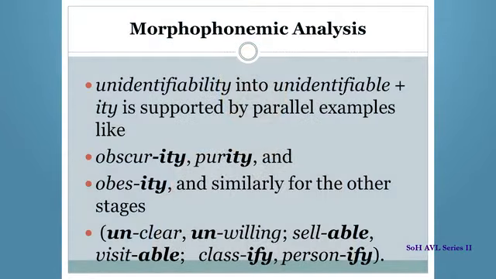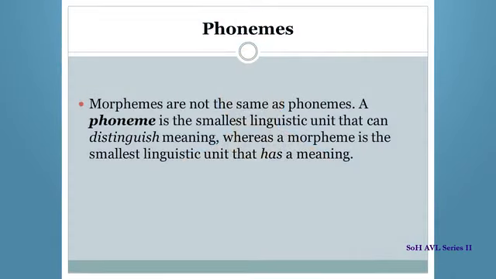For example, the division of unidentifiability into unidentifiable plus ity is supported by parallel examples like obscurity, purity, and obesity, and similarly for the other stages: unclear, unwilling, syllable, vegetable, classify, personify. Morphemes are not the same as phonemes. A phoneme is the smallest linguistic unit that can distinguish meaning, whereas a morpheme is the smallest linguistic unit that has a meaning.